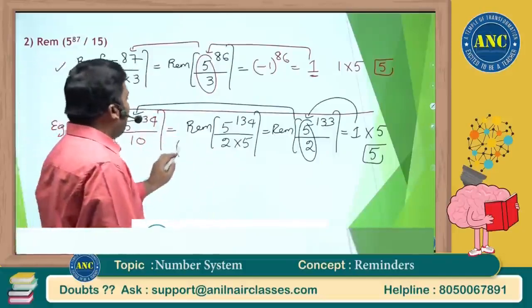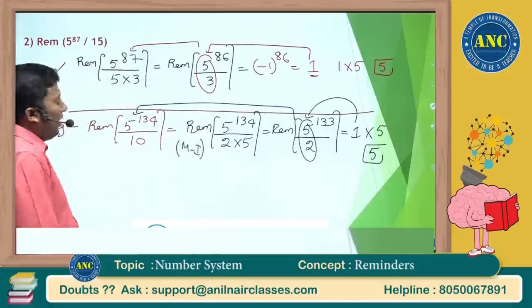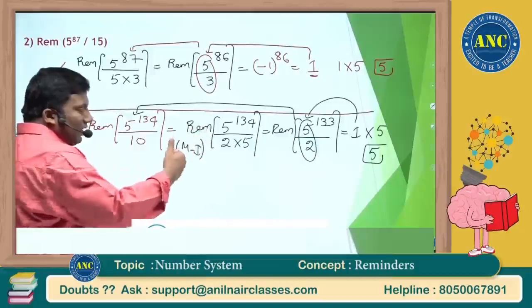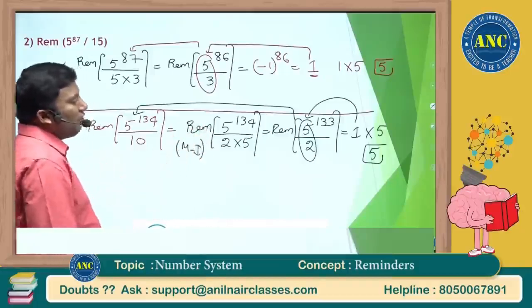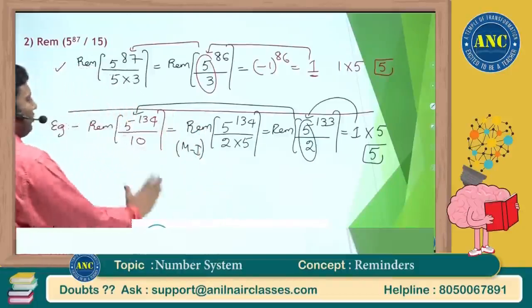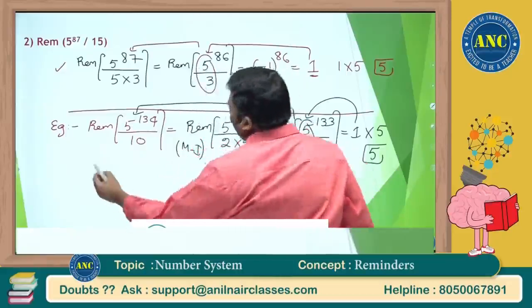This is method 1. 5 power 134 divided by 10. 10 is 5 into 2, 5 power 133 by 2. 2 2s are 4, remainder is 1. 1 is for 5 power 133, but I want it for 5 power 134, so re-multiply.